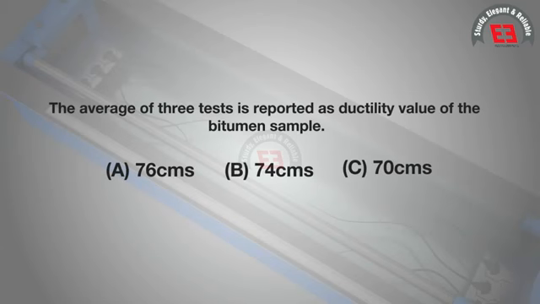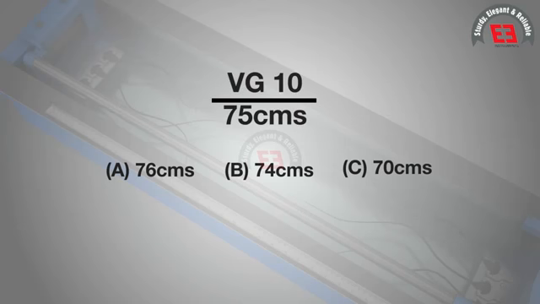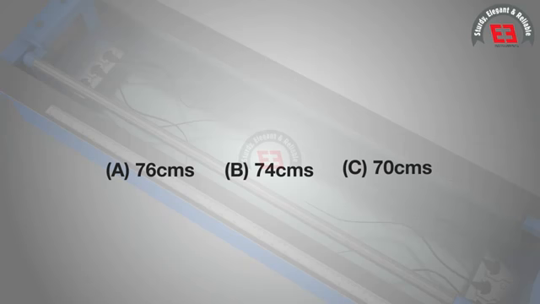Results: the average of 3 tests is reported as the ductility value of the bitumen sample. The 3 values should be plus or minus 5% of the mean value. If the 3 values are not within the shown limit, but the 2 higher values are within plus or minus 5% of the mean value, then the mean of the 2 values is considered as the test result.